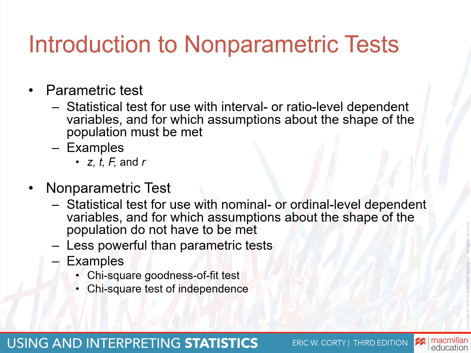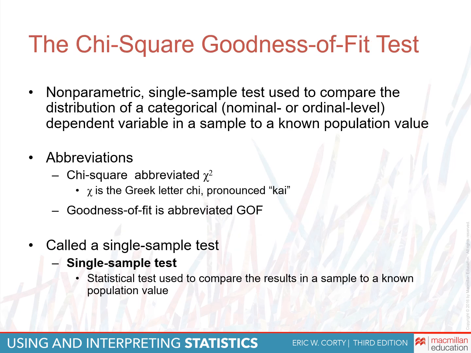So if I ask about level of education, and the options are high school graduate, some college, bachelor's degree, master's degree, doctoral degree, those are categories, but again, those categories have an order to them. The non-parametric tests that we're going to talk about today are really going to be focused on these nominal or ordinal level dependent variables. These aren't as powerful as the parametric tests that we've done so far, but we very much use these in statistical analysis. The two tests we'll talk about today are the chi-square goodness of fit test and the chi-square test of independence.